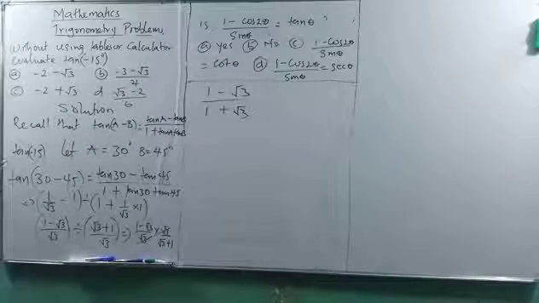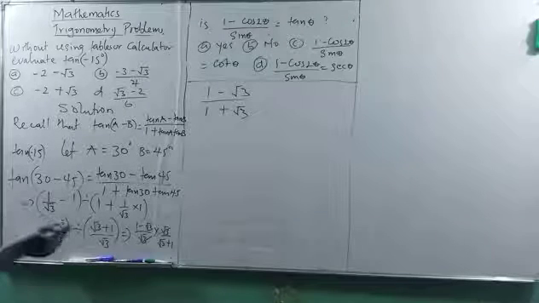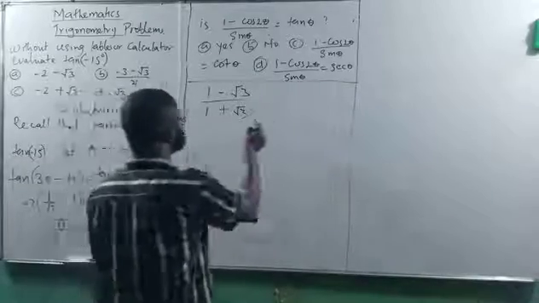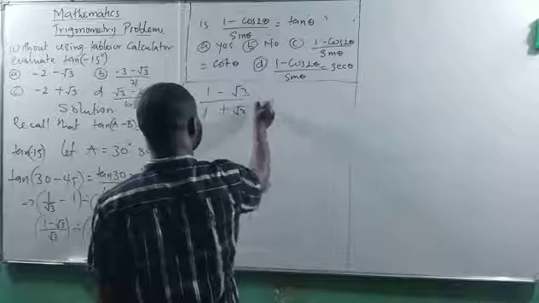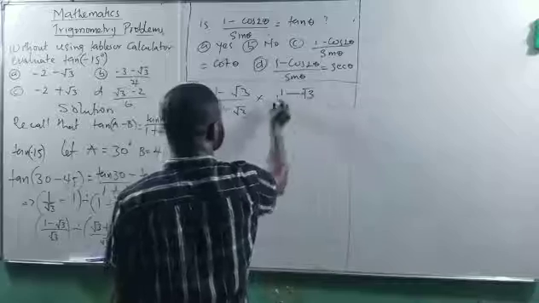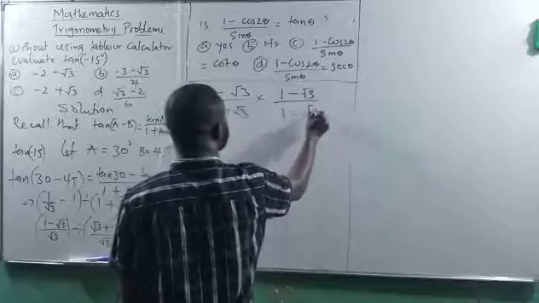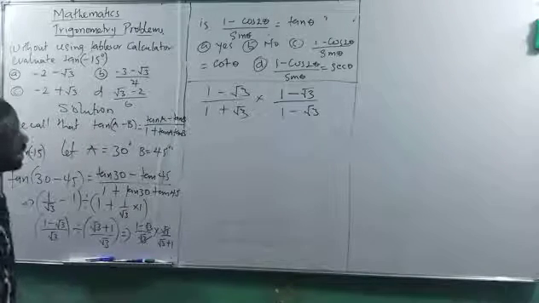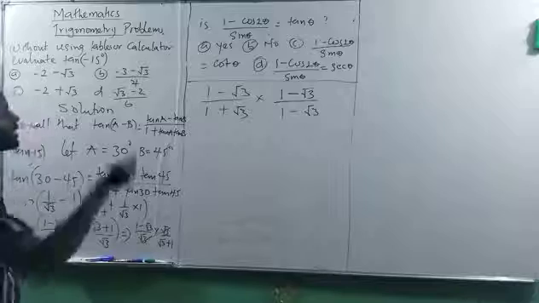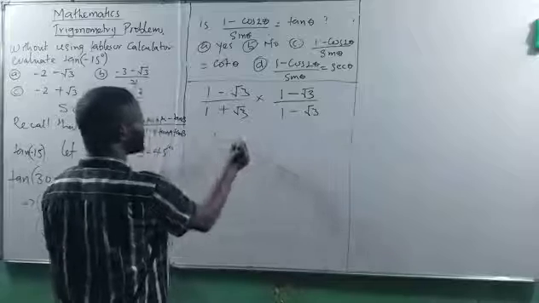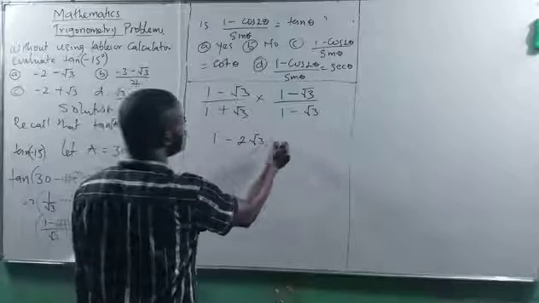Position does not matter. Since I have something like this, I can't leave my work like this. I need to conjugate and rationalize. If I conjugate, it means I'll be multiplying by 1 plus root 3 and by 1 minus root 3. At this junction, I think you should know that it's brackets. Once I've done this, the only thing I need to work on now is that this one will be 1 minus 2 root 3 plus root 3.